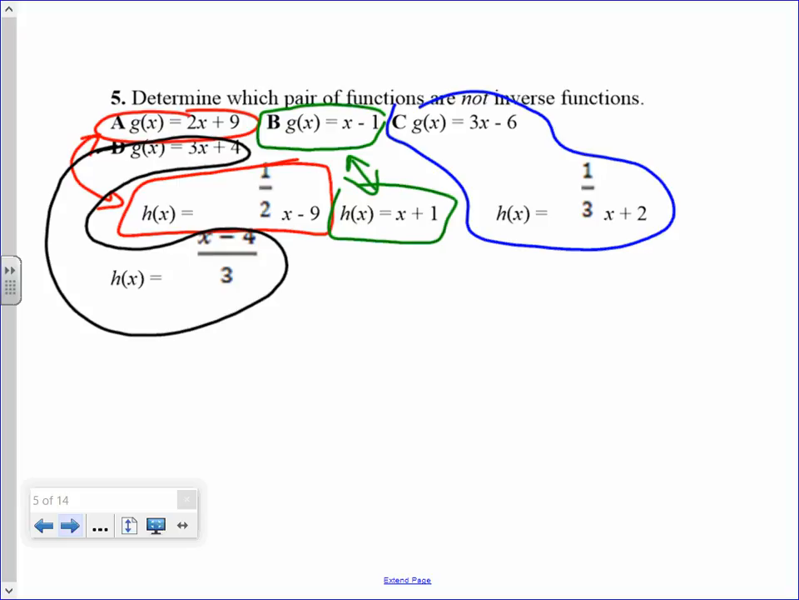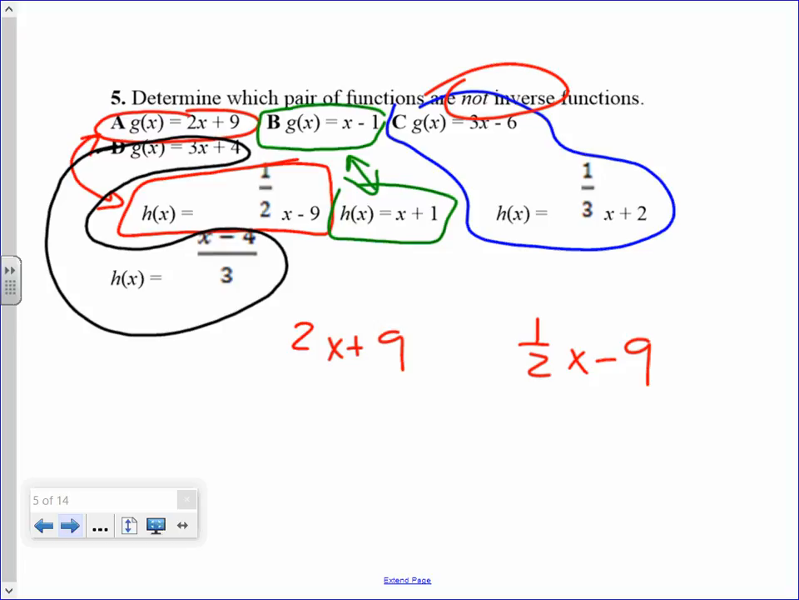Okay, we'll live. A is 2x plus 9 and 1/2 x minus 9. Are they inverses? We're looking for the ones that are not inverses. Some of you are saying yes. Some of you are saying no. Some of you know that you have to plug it in to figure it out. You just can't look at the stuff.